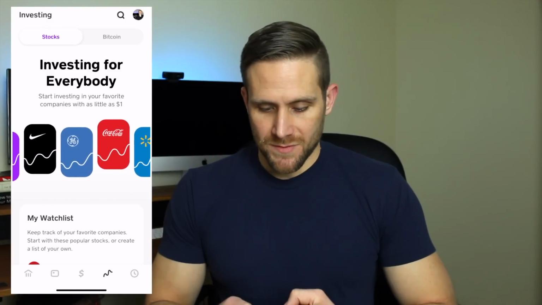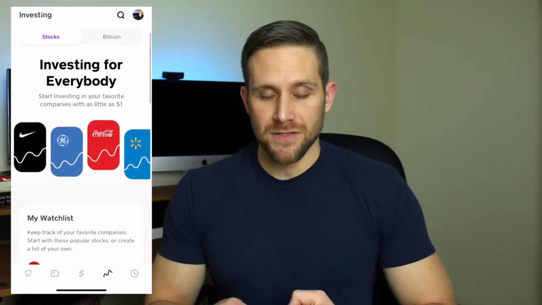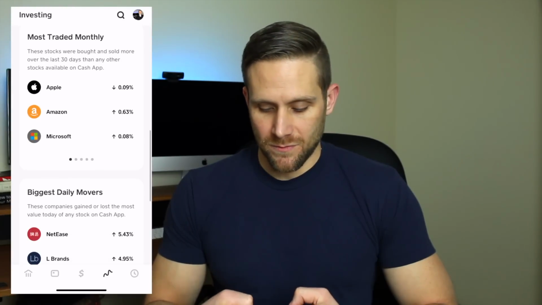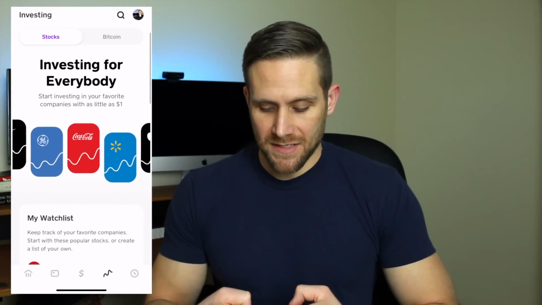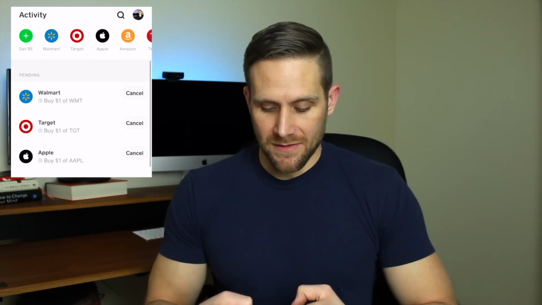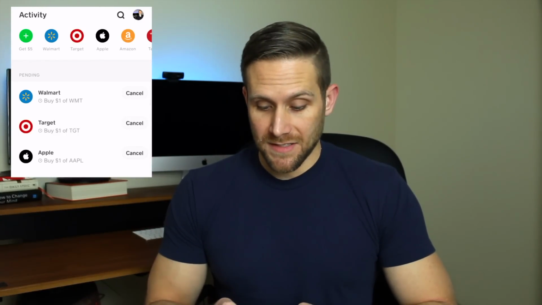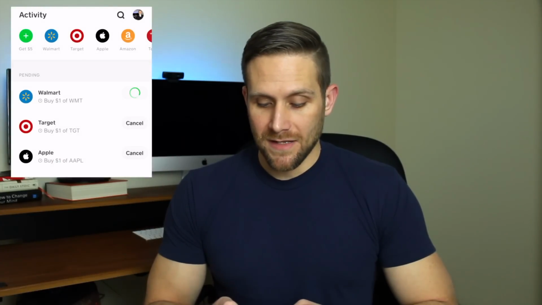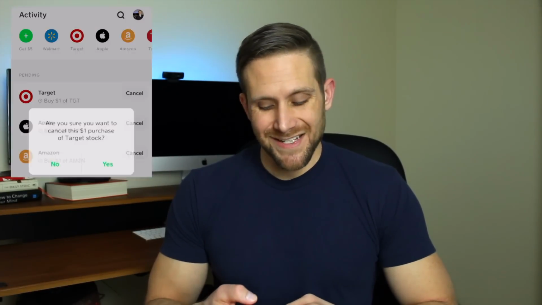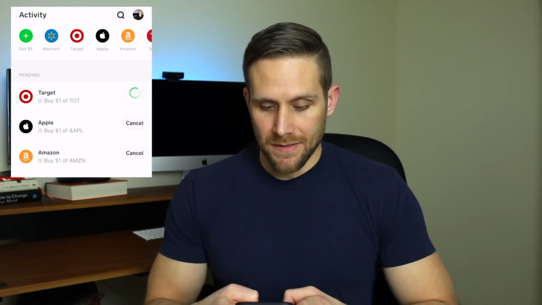I placed those orders, but I don't see anywhere I can cancel them if I decide that I don't want to place these orders for stocks. But it looks like you can. If you hit the little clock looking thing there at the bottom right, you can cancel it. So I decided I want to cancel Walmart, and I decided that I want to cancel Target. Because you know what I want to do? I want to buy a different stock.